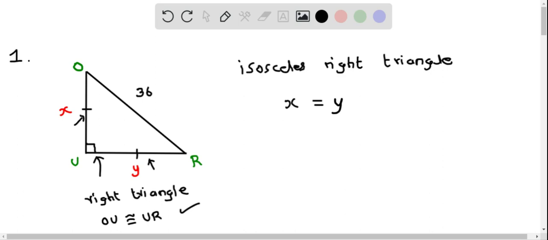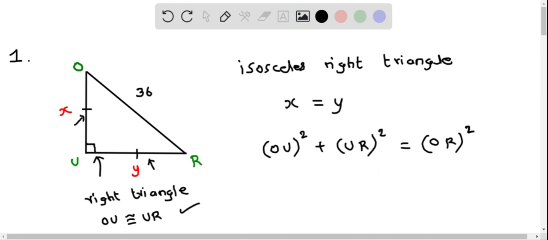Now let's apply the Pythagorean theorem, which says that the sum of the squares of the two legs equals the square of the hypotenuse. So here OU and UR are the two legs. So I'm going to take the sum of their squares. OU is one leg, we take the square of this, and then UR is another leg, we take the square of this, and this equals the square of the hypotenuse. The hypotenuse here is OR, so it is OR squared.